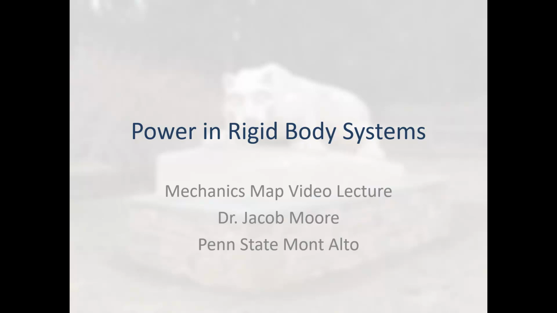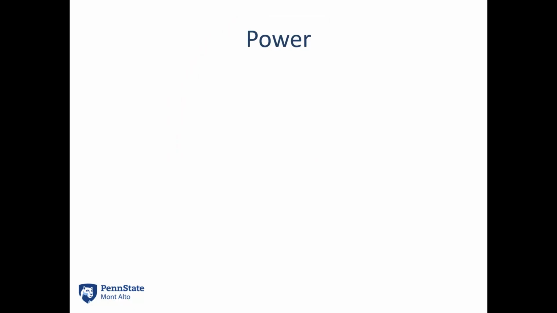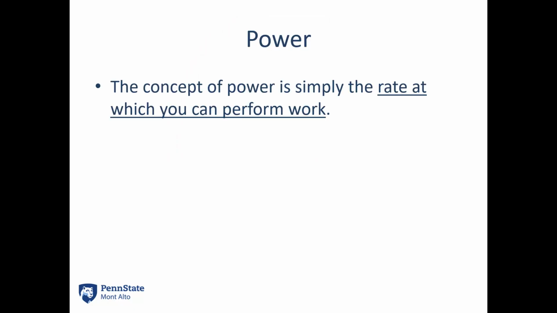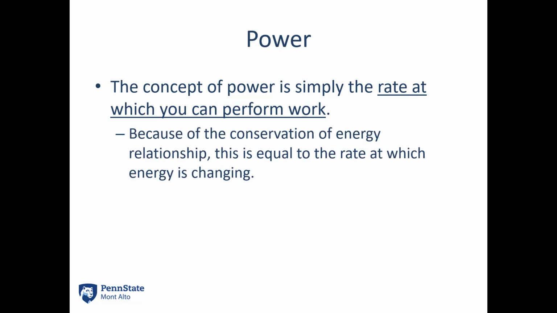Hello everyone, for today's video lecture we're going to be talking about power in rigid body systems. So power is simply the rate at which you can perform work. Because of the conservation of energy relationship, the rate at which you can perform work is also equal to the rate at which your energy is changing in your system. So either one of those will work for power.